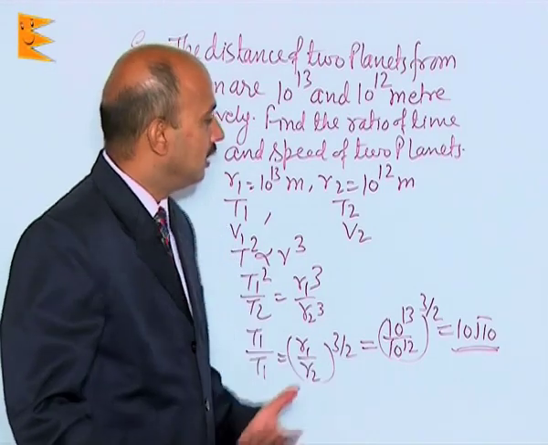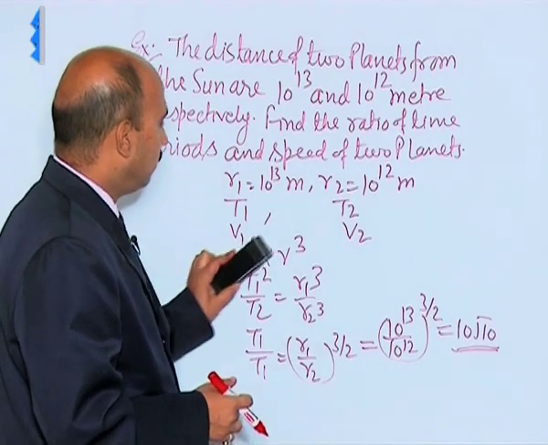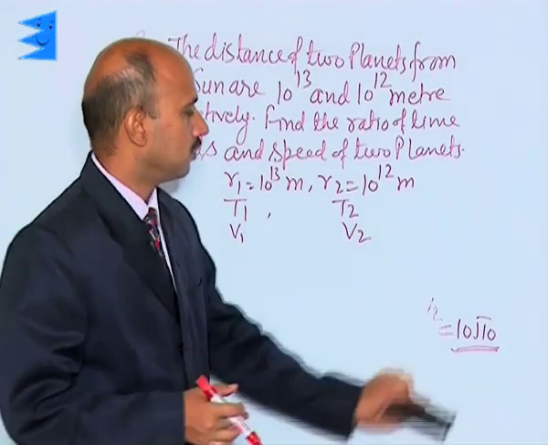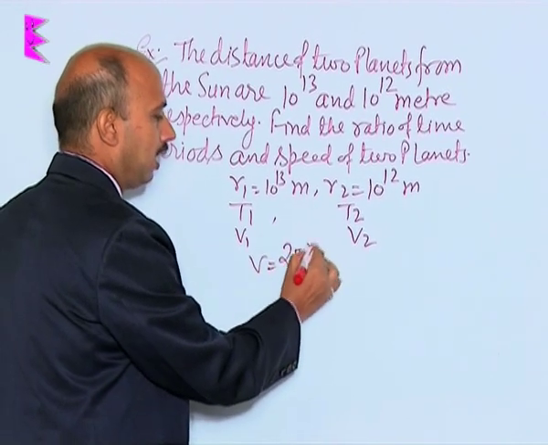Now we can get the ratio of velocities also. So see here, for the velocities we can use the formula, v is equal to 2 pi R upon T.